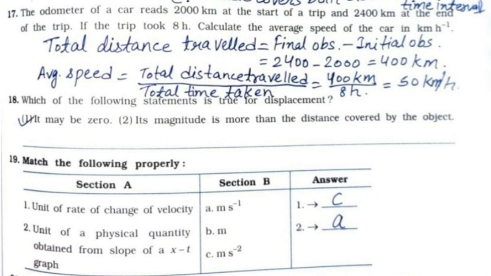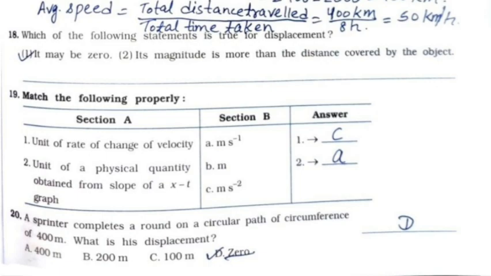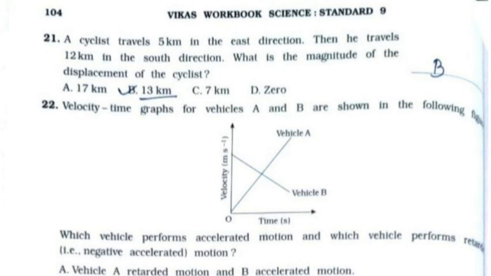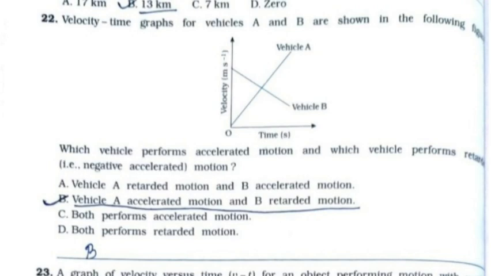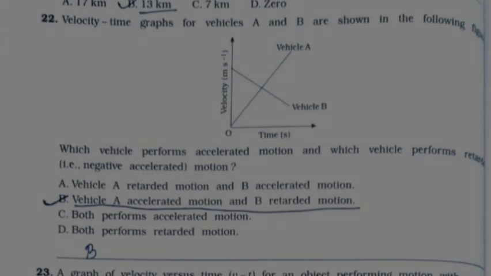Now 18th one is first one, it may be 0. 19th one is match the following, so you can see the match the following and complete it. 20th one is option number D 0. 21st is option number B 13 kilometer. 22 is option number B vehicle, A accelerated motion and B retarded motion.